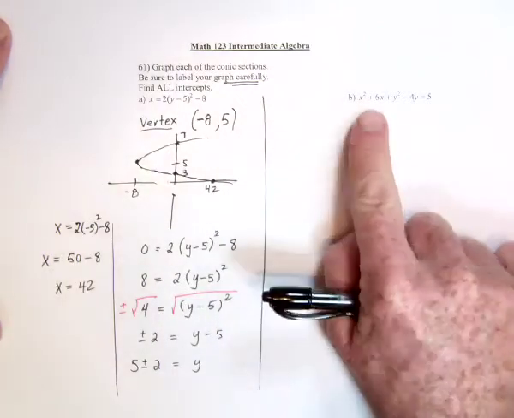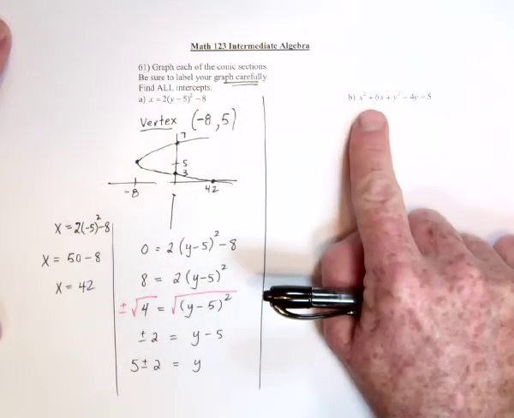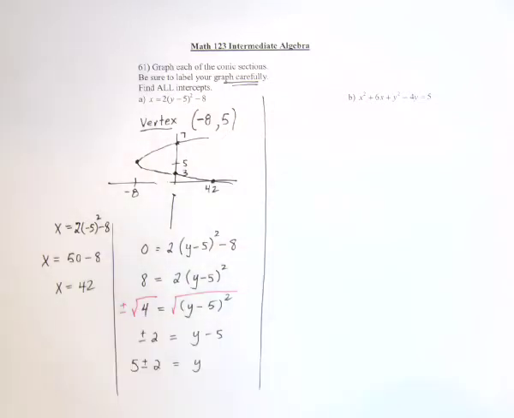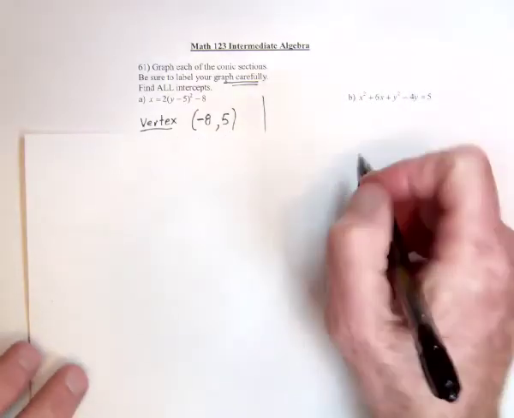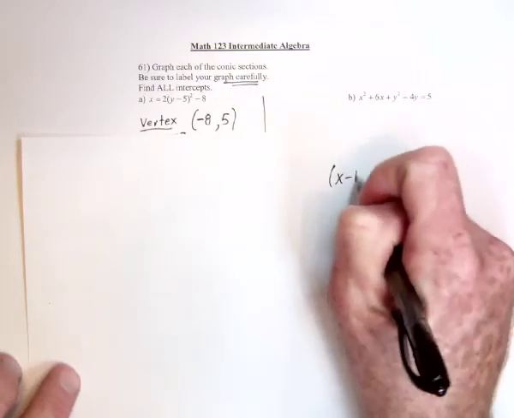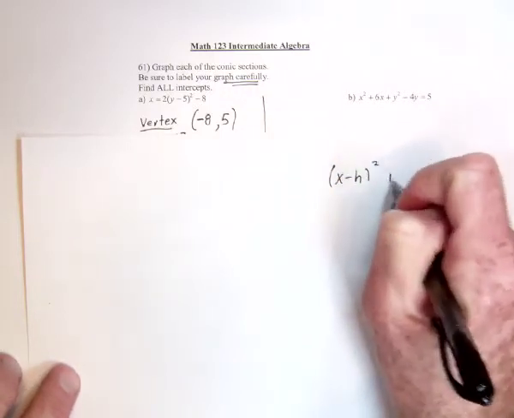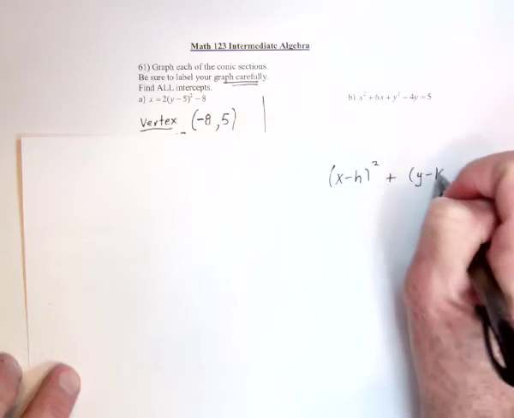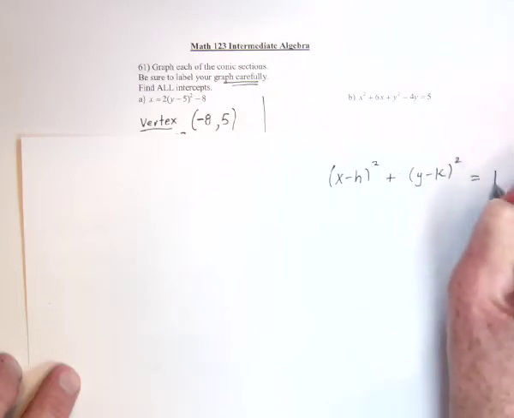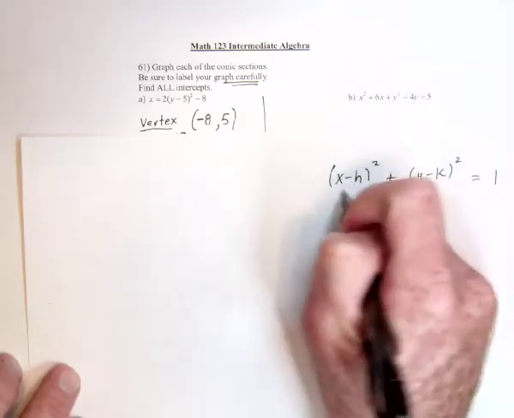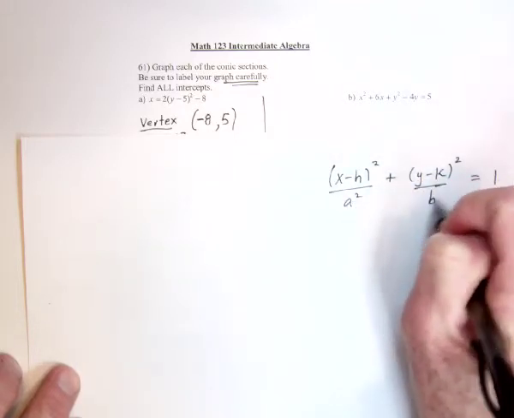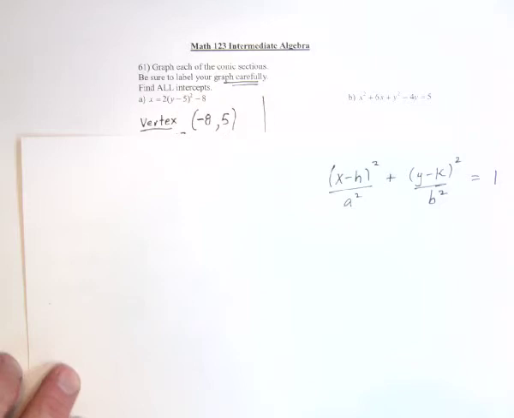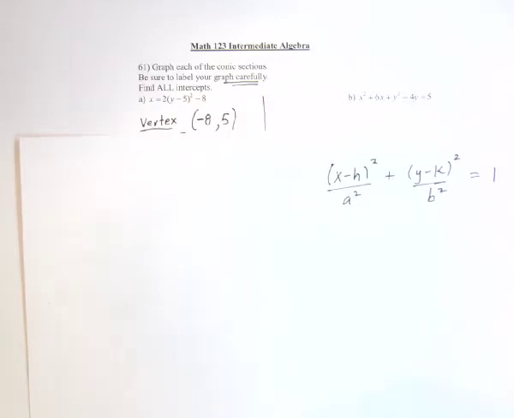Then for this one, this is going to be an ellipse. The general equation or general form for an ellipse would look like (x minus something) squared over a squared, plus (y minus something) squared over b squared, and it has to equal 1. So that's the form that we need to get it in.